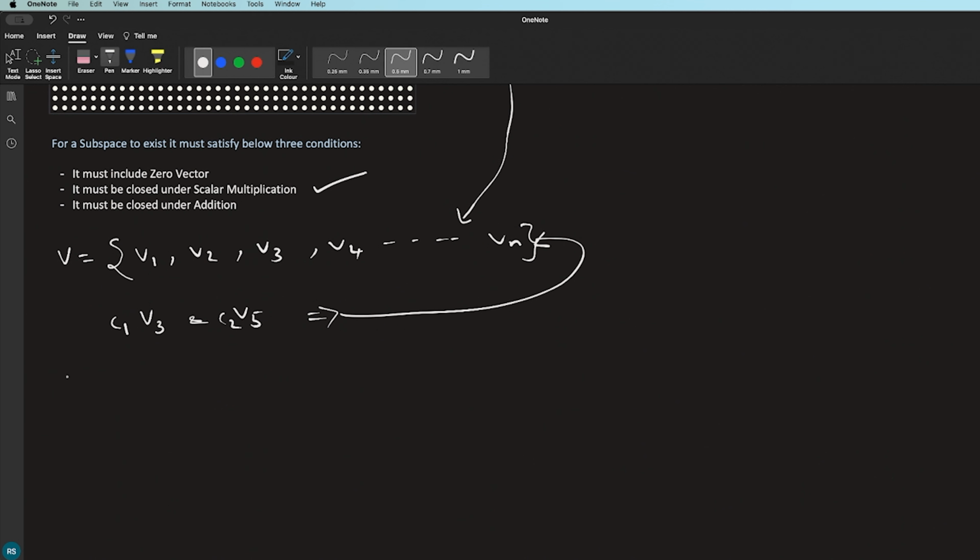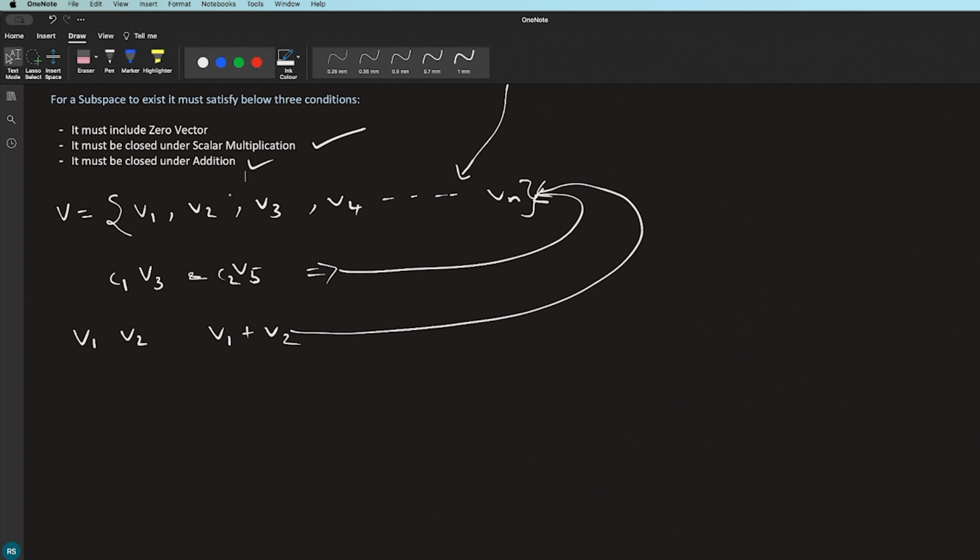Okay, so if I take any two vectors, for example v1 and v2, and I add these two vectors, v1 plus v2, and the resulting vector also exists in this subset, then we can say that it must be closed under addition. Then this condition also satisfies. And what about the first condition? If the second condition is satisfied, we can say that the first condition is also satisfied.